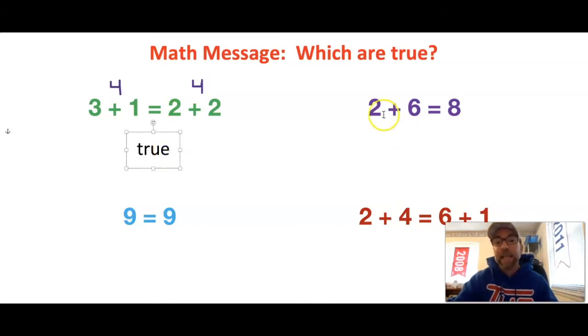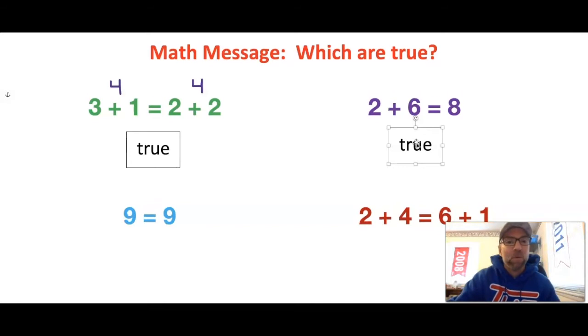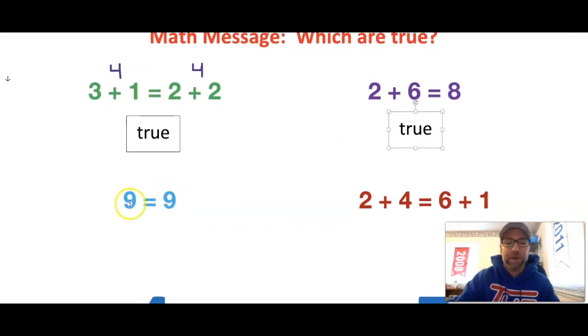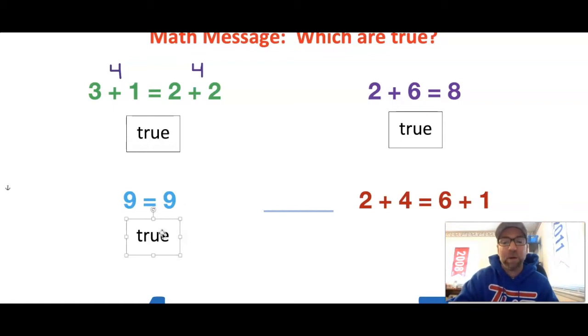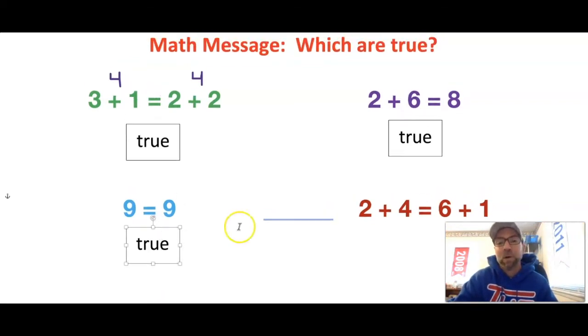Our next one says 2 plus 6 equals 8. Well, that is also true. 2 plus 6 equals 8. Oh, this one tricks a lot of first graders. 9 equals 9. Is that true? Well, it is true. 9 equals 9. 9 fingers equals 9 fingers. So another true number model. Let's look at our last one.